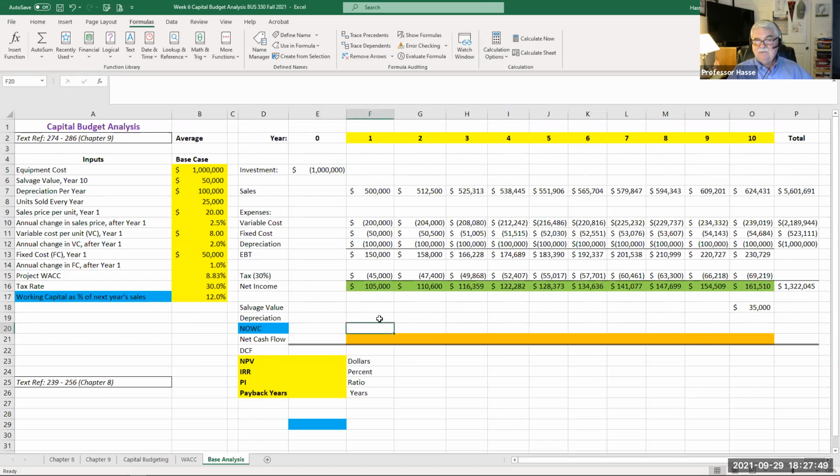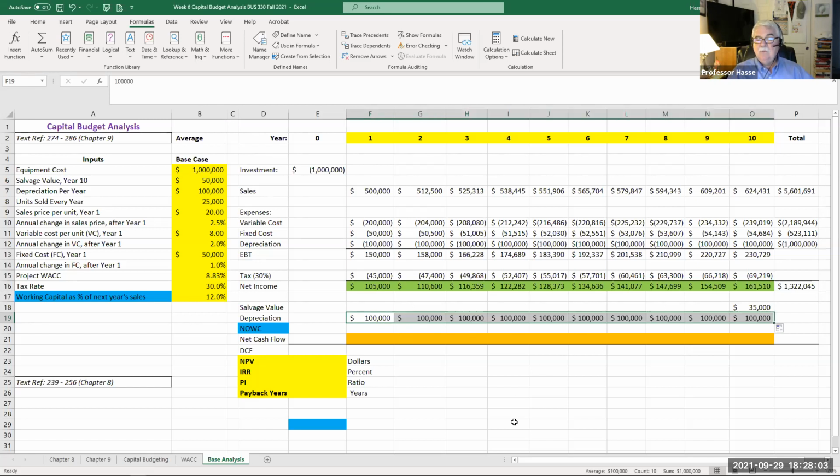And now we also have to add back the $100,000 of depreciation. Add that back every year. Why? Depreciation is a non-cash expense. We're allowed to use it as an operating expense to reduce our tax liability, but because it's not really a cash expense, we're adding it back in as cash flow after we calculate our net income.